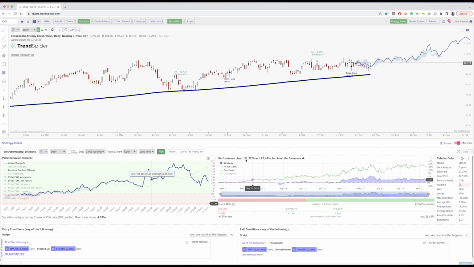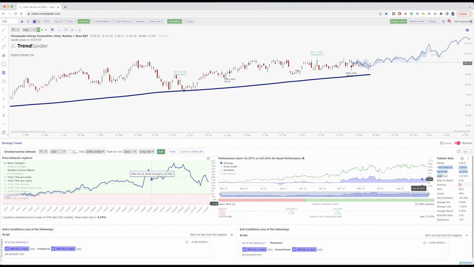So technically, this is a profitable strategy with a 21.27% profit if you would have traded based on those conditions that we just went over. But if you would have just bought CHK 2 years ago and held it, you'd be up 127%. So this really helps keep you honest and helps remove the bias that you may have when you are testing a strategy. This keeps it fully data, and that's it. No assumptions, no opinions, hard data.